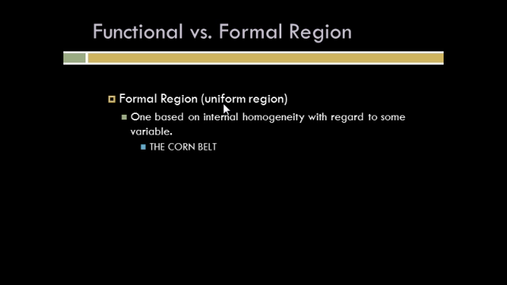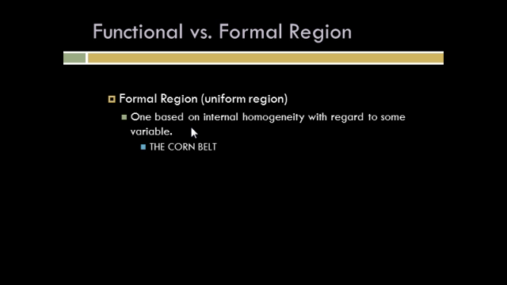To make sure that I'm not confusing all of you, though, I'm going to be consistent throughout the course. And through the next 3 weeks, I will continuously refer to formal regions as formal regions. So, let's move on to the definition. A formal region is a region that is based on internal homogeneity with regard to some variable. Now, if you don't know what the word homogeneity means, it basically means sameness.